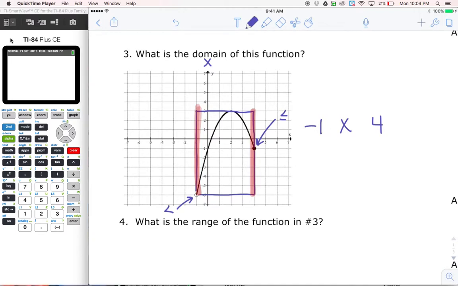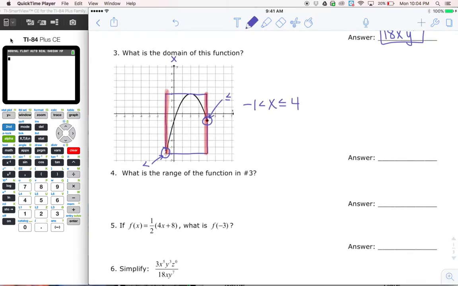Okay? Now, on the left side, when x was negative 1, we have this open circle, so we got a less than sign here. When x is positive 4, it's closed, so we got less than or equal to. So my domain goes from negative 1 to positive 4, and make sure you're paying attention to those inequalities.